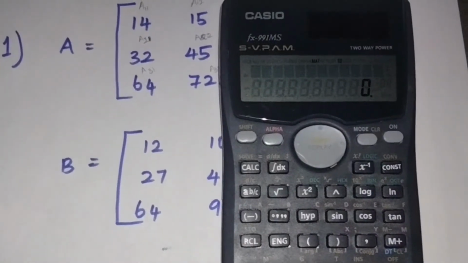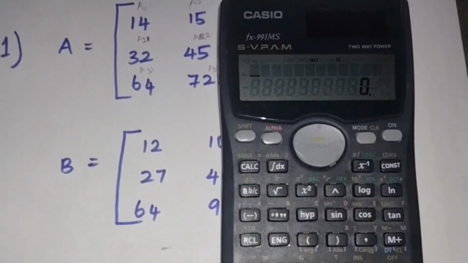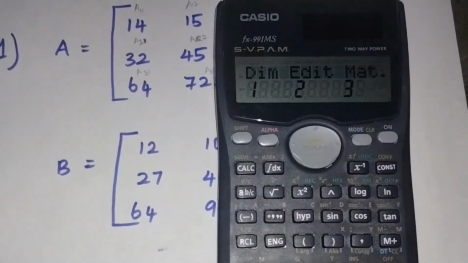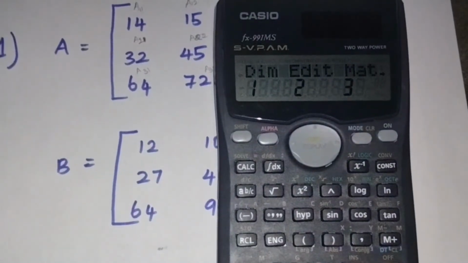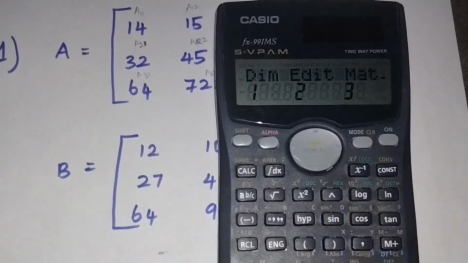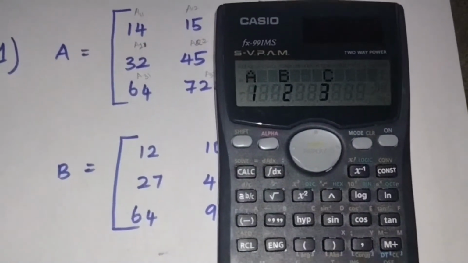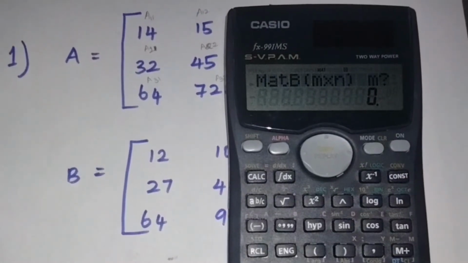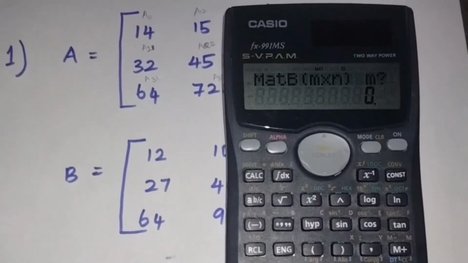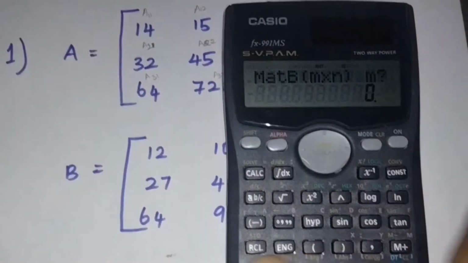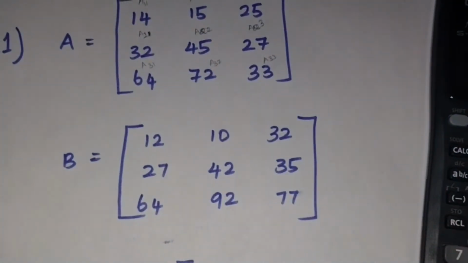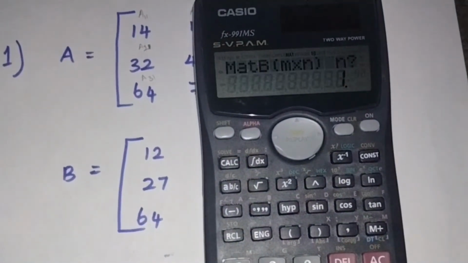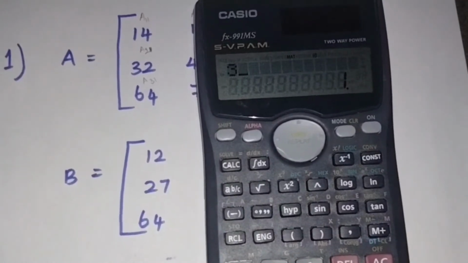After that you will need to enter the values of B. Again you press the shift 4 button. It will ask dimension, edit matrix. Here we need to enter the values of B, right? So you just enter 1, and after that click 2. It will ask matrix B, M by N. Here the B matrix is a 3 by 3 matrix, right? So you just enter 3. The value of M is 3 and the value of N is 3.